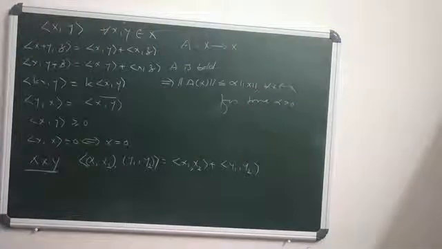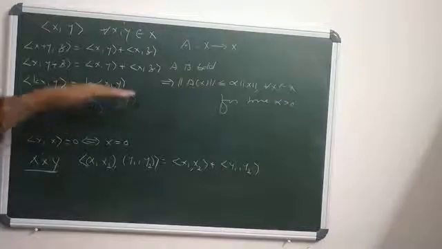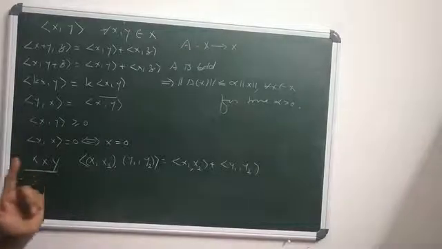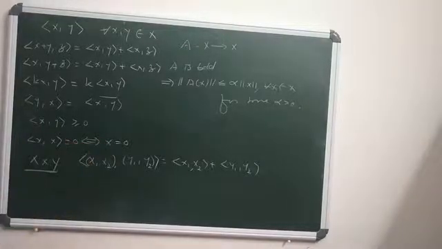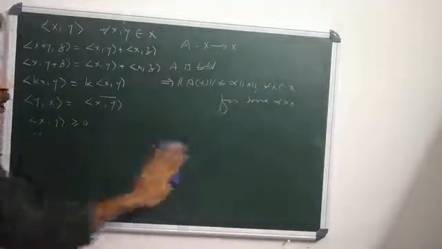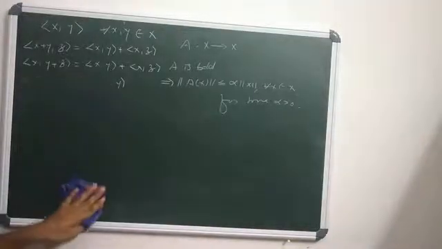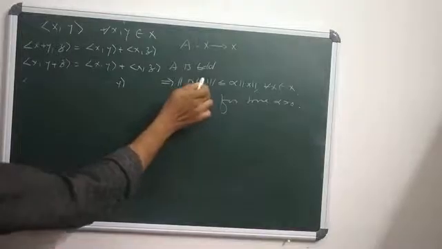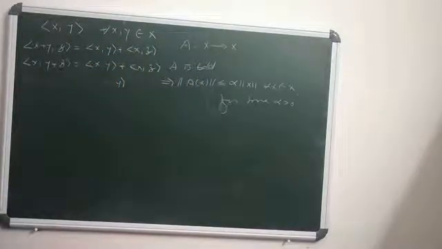So an operator A defined on a space X is bounded only when norm Ax is less than or equal to alpha norm x for all x in X, and for some positive alpha. Now, a bounded operator is always uniformly continuous. Why? Suppose A is a linear operator from X to X, and A is bounded, which means norm Ax is less than or equal to alpha norm x.